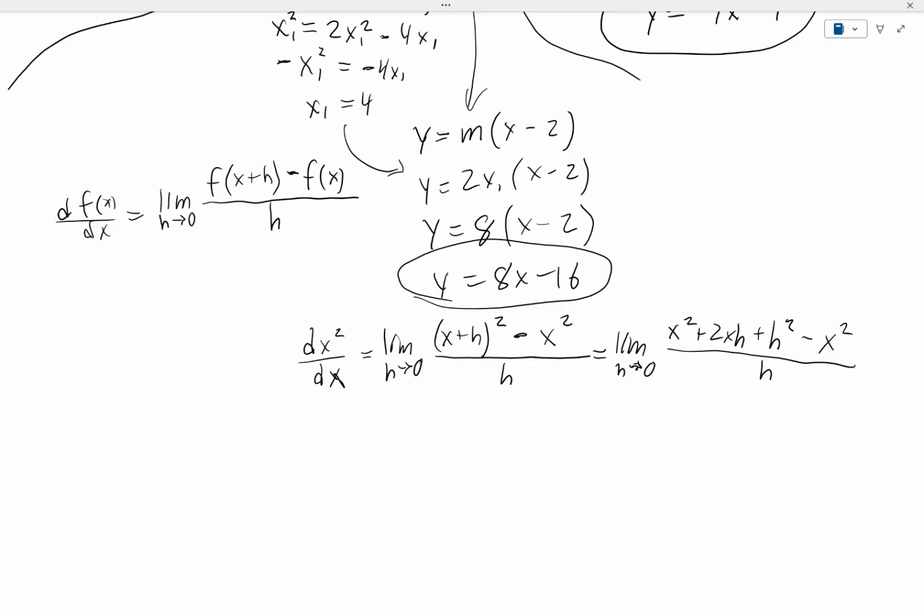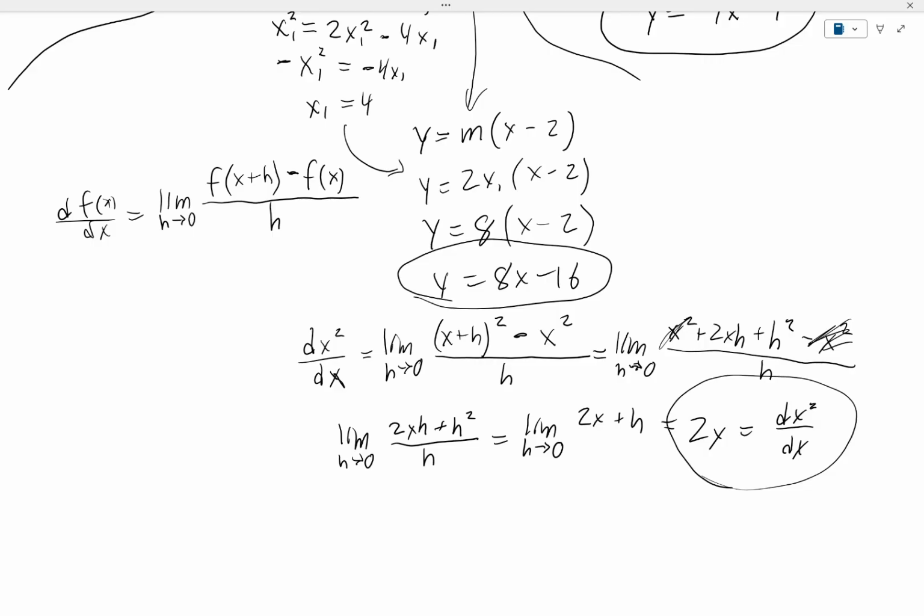Okay, now as you can see, this simplifies down to the limit as h approaches 0 of... right here, this cancels with this. And so I'm left with 2xh plus h squared all over h. As you can see, a factor of h can cancel. Limit as h approaches 0 of 2x plus h. Now I can do direct substitution, and what do I get? 2x. So that's my derivative.